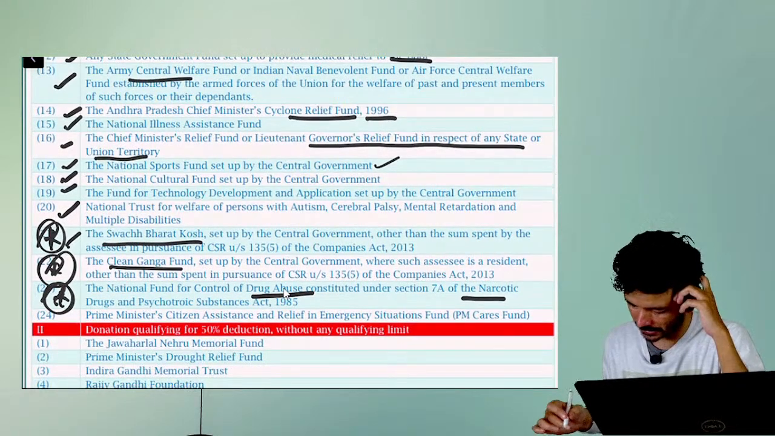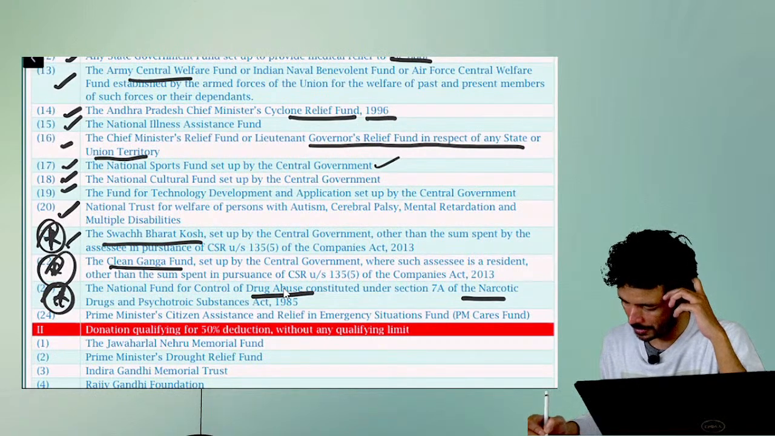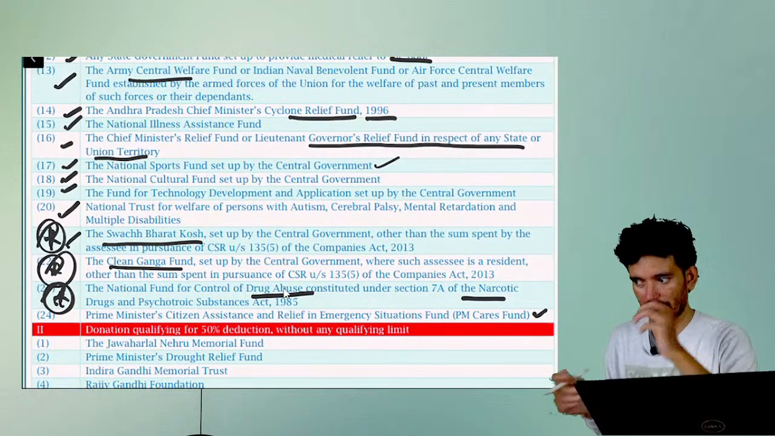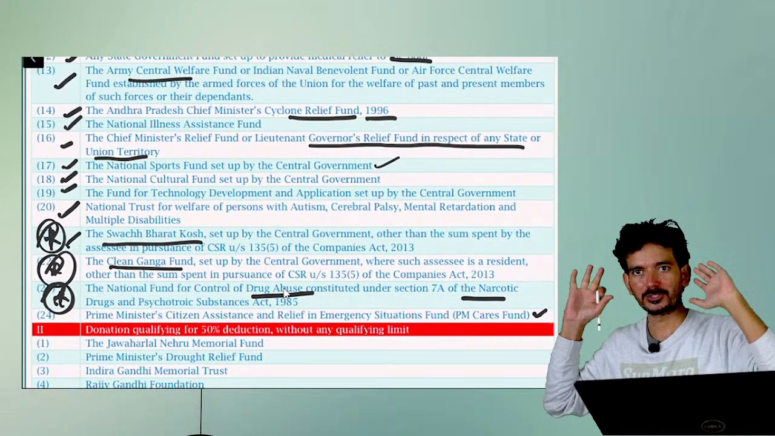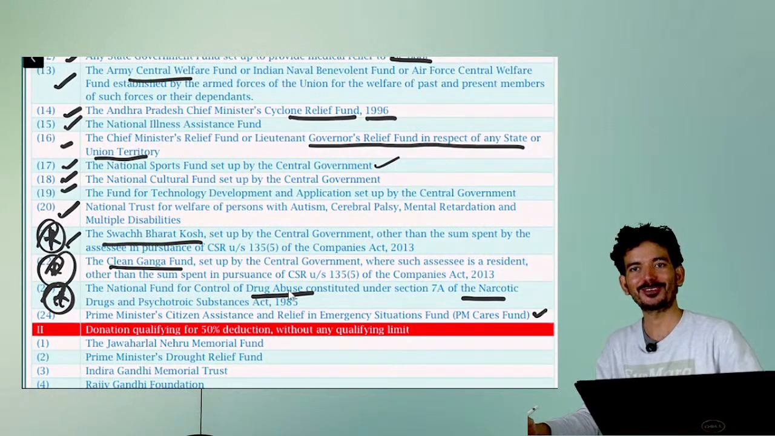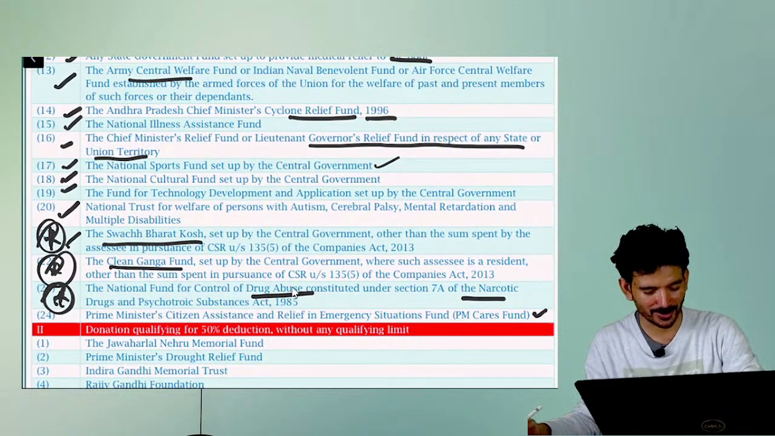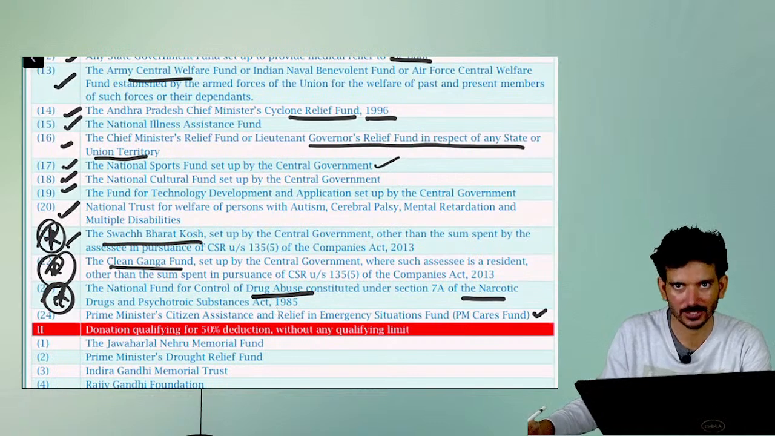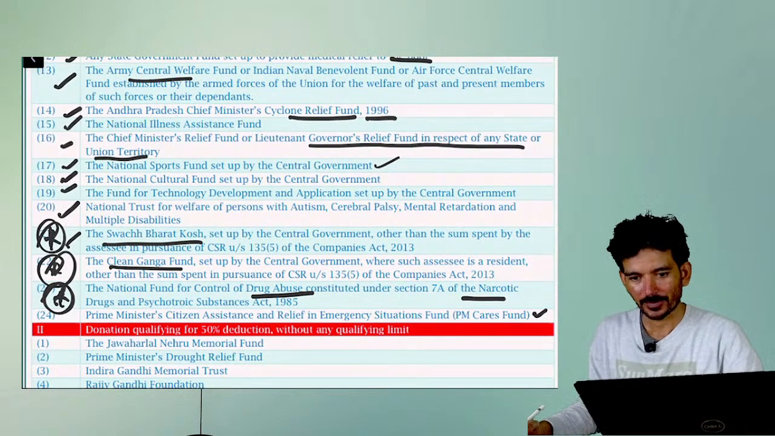Prime Minister's Citizen Assistance and Relief in Emergency Situations Fund, PM CARES Fund. In COVID, you might have seen a lot of celebrities contributing chunks of amounts, like 5 crores, 7 crores, 10 crores, all film actors contributing, no? So this is a fund going to PM CARES Fund, that is also 100% without any limit.